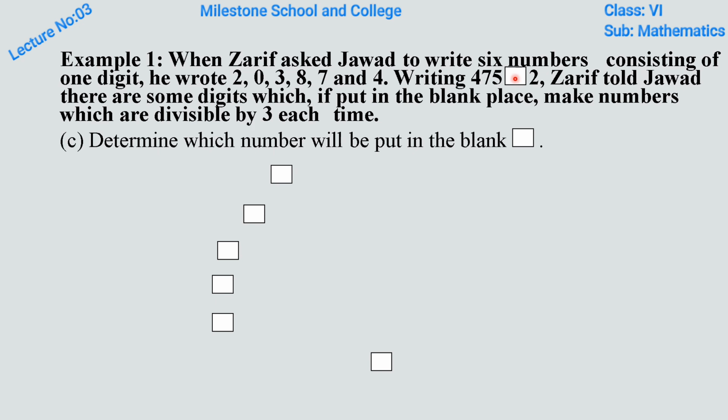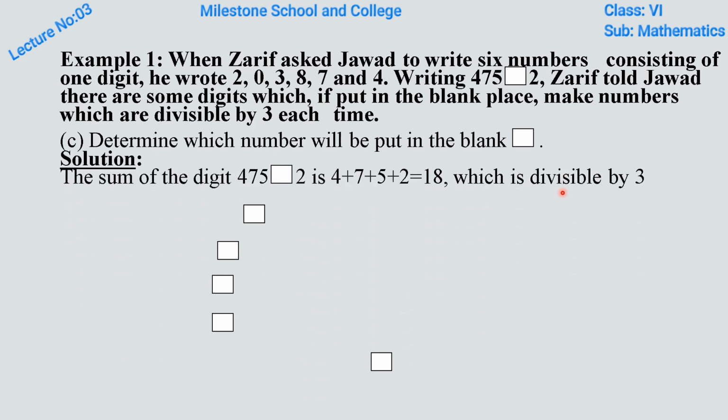That means in here, my dear, 475 blank place 2. So we have to put the numbers which are divisible by 3 each time. So the solution, my dear students: the sum of the digits of 475-2 is, you can see, the sum of the digits 4 plus 7 plus 5 plus 2 equals 18, which is divisible by 3.